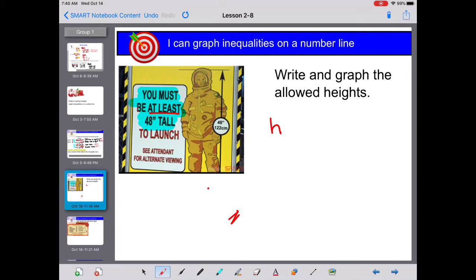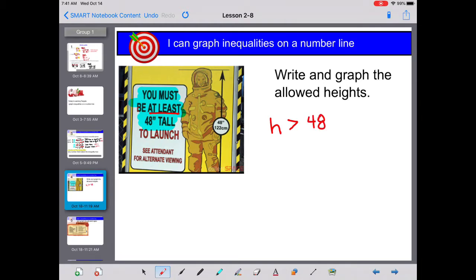So if you have to be at least 48 inches tall, if I'm 47 inches tall, can I ride the ride? No. So that means less than is not the symbol. Can I ride the ride if I am 49 inches tall? Yes, I can. So that would mean that all heights greater than 48 inches can ride the ride.